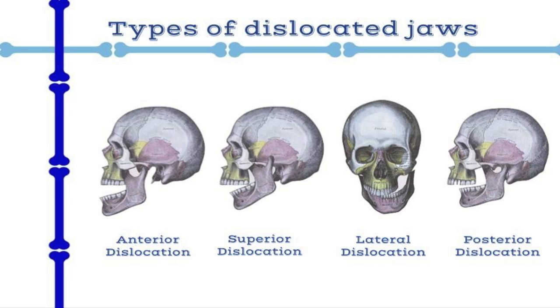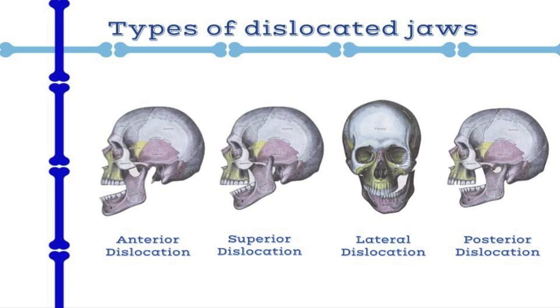There are four types of dislocated jaws: anterior, superior, lateral, and posterior dislocation. With anterior dislocation, the most common type of jaw dislocation and the type of dislocation I had, the jaw is stuck in an open position and the jaw is pushed forward.